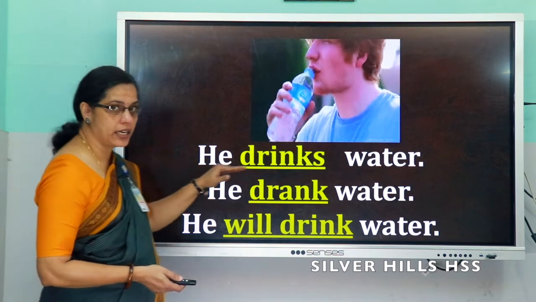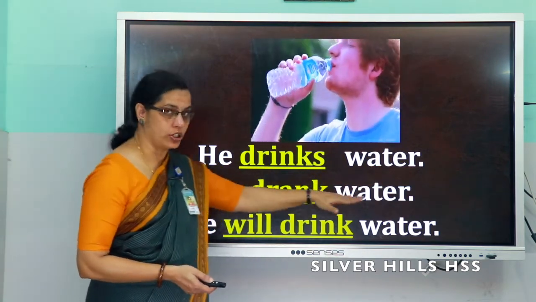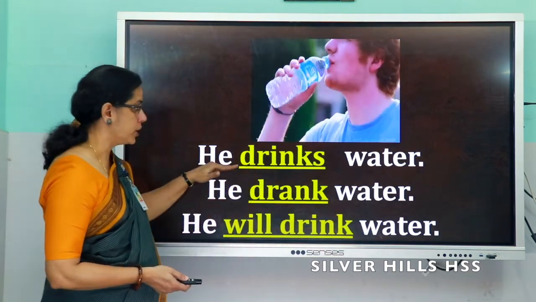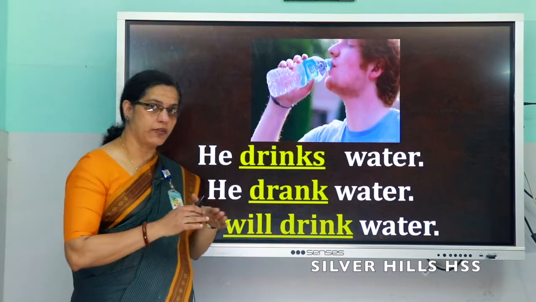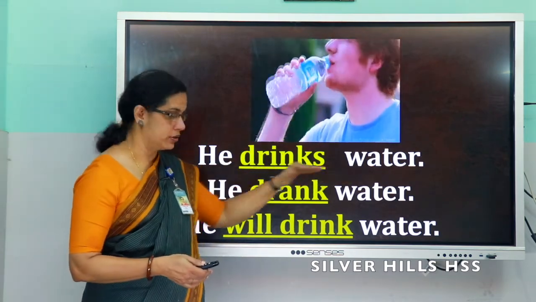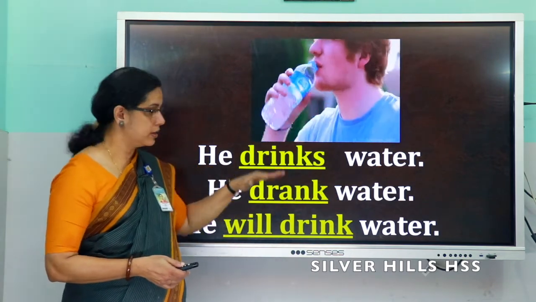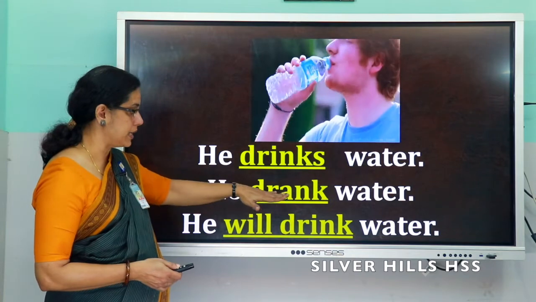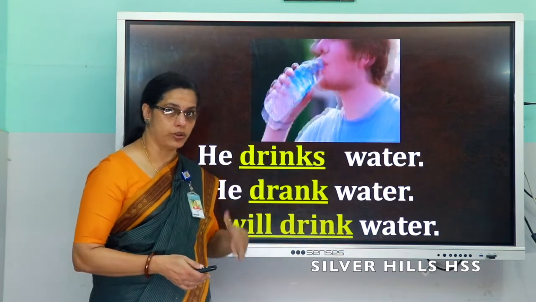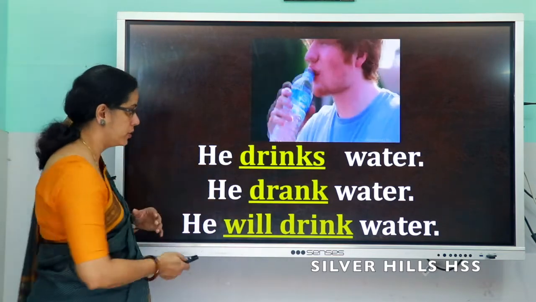We will know more about irregular verbs. Now, he drinks water. He drank water. He will drink water. So, he drinks water. That is something which he does regularly. He drinks water. Then, he drank water. That is past tense. Drinks, present tense, drank, past tense. So, he will drink water. That is future tense. When he is thirsty, he will drink water.